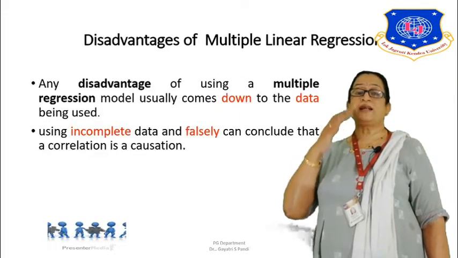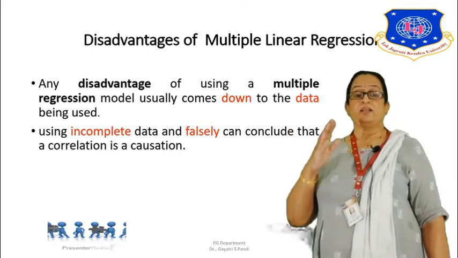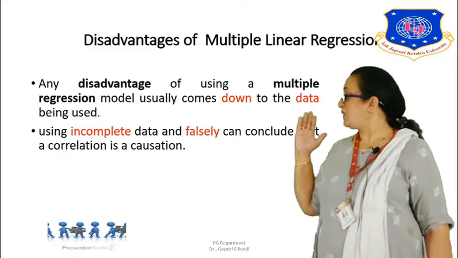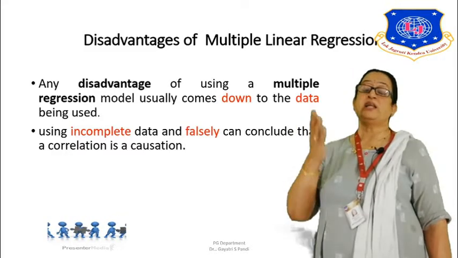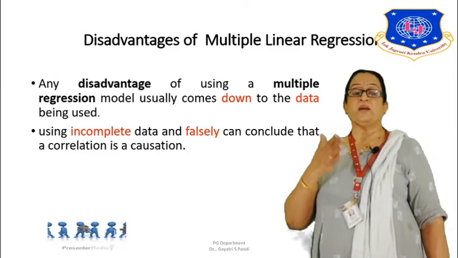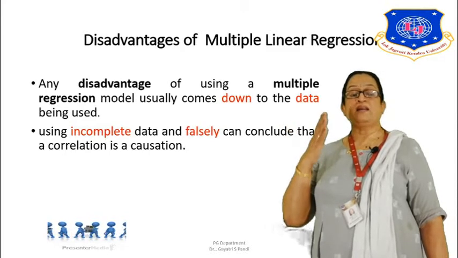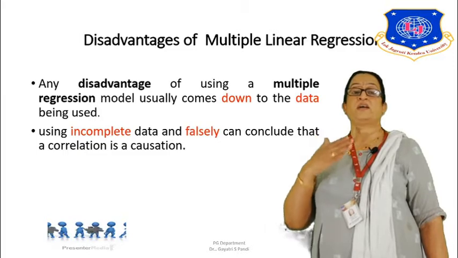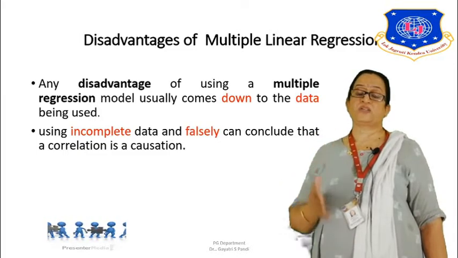Now as it has advantages, every system has disadvantages. The disadvantage of multiple regression comes down to the data you are trying to use. At times incomplete or false data can create issues and lead to concluding that a correlation is a causation. So you should have an appropriate data set.